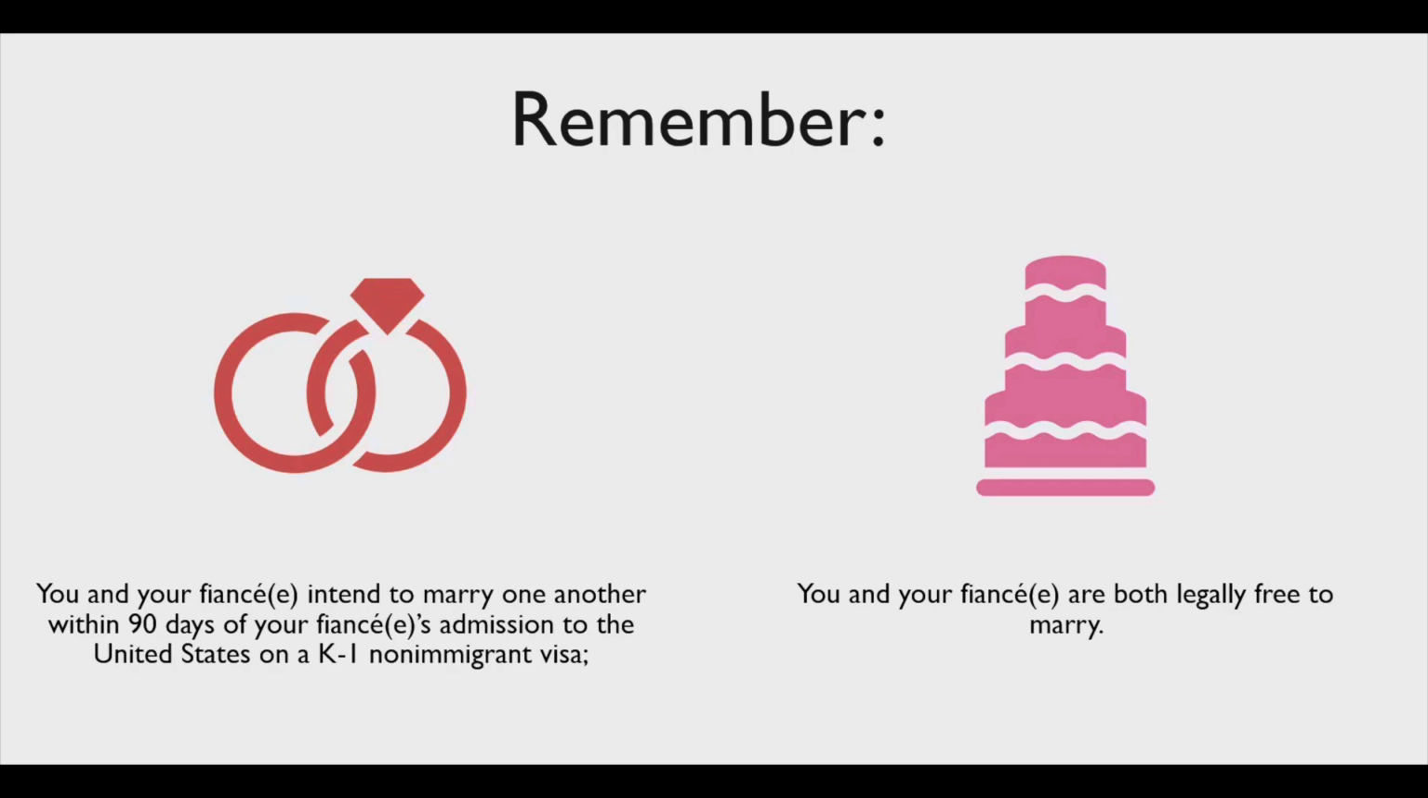All right, things that you need to remember if you are applying for K-1 visa. Number one, you and your fiance intend to marry one another within 90 days of your fiance's admission to the United States on a K-1 non-immigrant visa. Number two, you and your fiance are both legally free to marry. So those are the basic requirements in order for you to file for a K-1 visa petition.